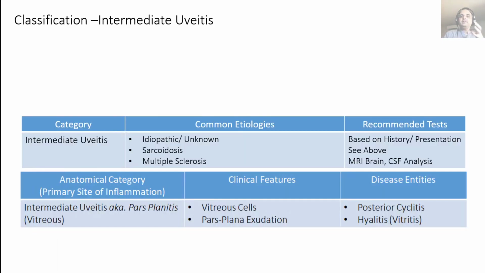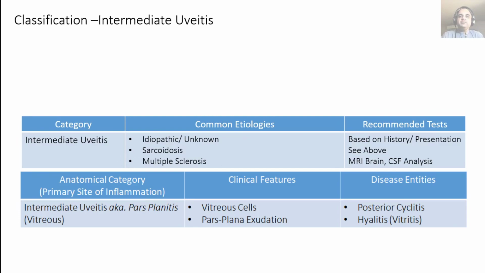So intermediate uveitis is inflammation of the posterior part of the ciliary body, posterior cyclitis, or the vitreous next to it, vitritis or hyalitis. The most commonly associated conditions that you see are sarcoidosis and multiple sclerosis. See above would obviously mean when we were talking about the larger table.